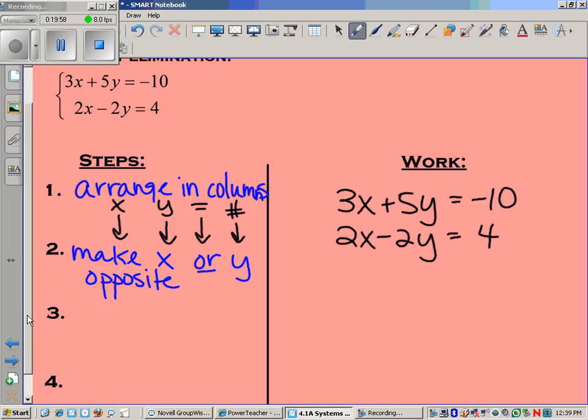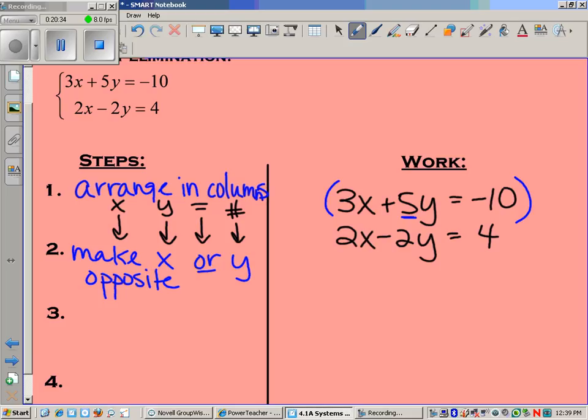Let's do y's in this problem. If I wanted to make my y's opposite, what number would I need them both to be so that they would be opposites? Another way of saying that is if you kind of think about a common denominator. If I have the denominator 5 and 2, what would my common denominator between 5 and 2 be? It would be 10, right? So I need one of them to be a positive 10, and I need one of them to be a negative 10. So that means I need to figure out, what do I have to multiply this 5 by to get it to be a 10? I have to multiply it by 2.